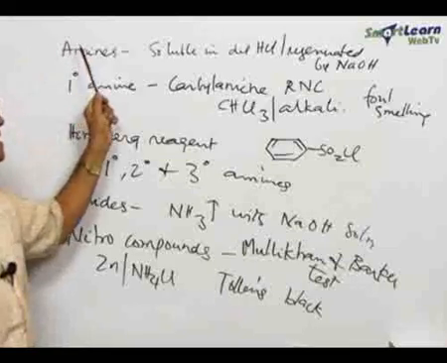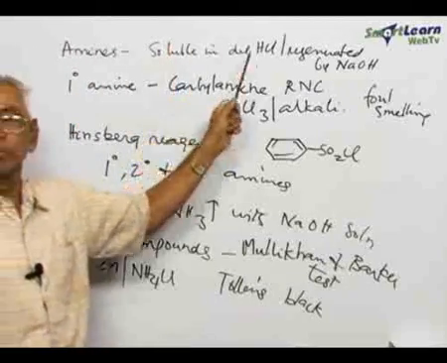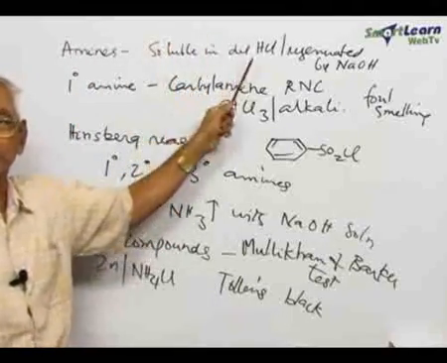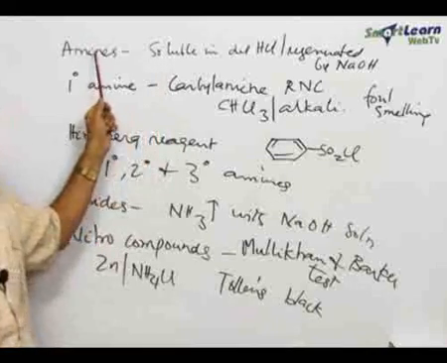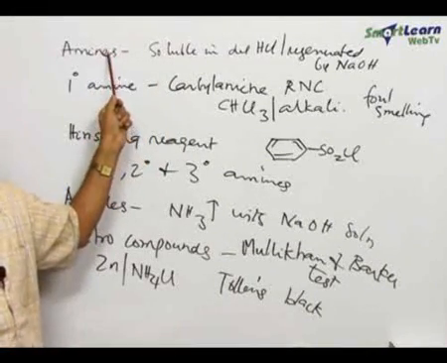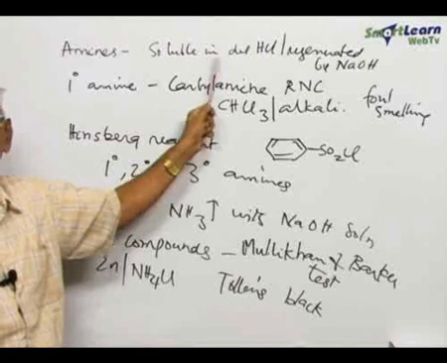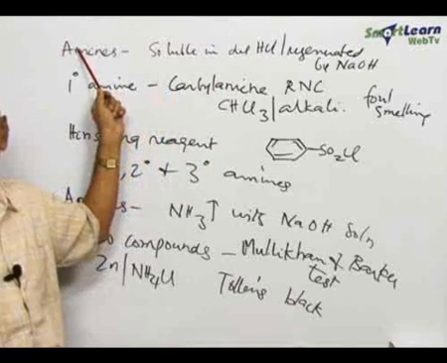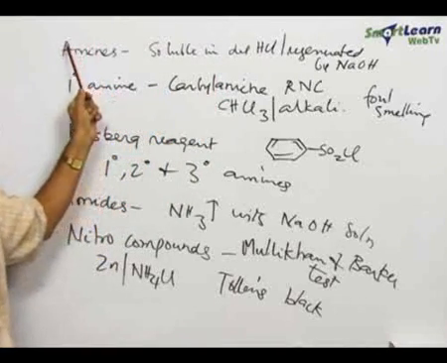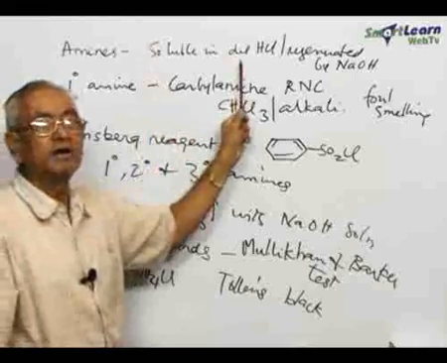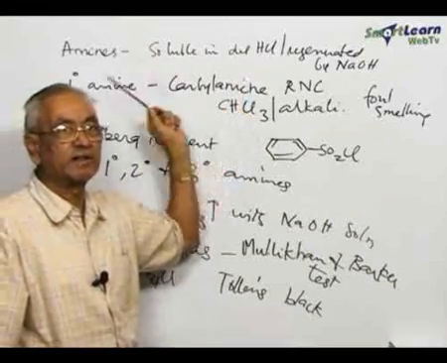As a base, as a rule, they are all soluble. If a compound is soluble in hydrochloric acid, then it indicates the presence of a basic nature in the organic compound. So solubility in dilute HCl is a sure test for testing the basicity of the compound. So solubility in dilute HCl is one of the tests for the amine.